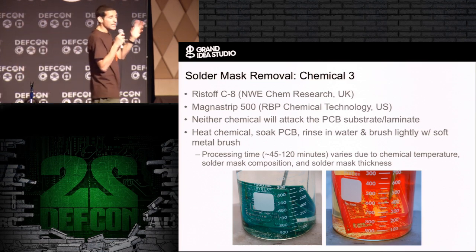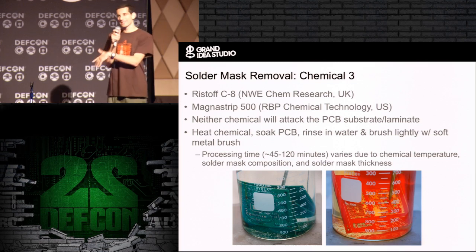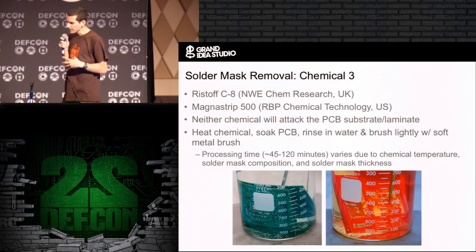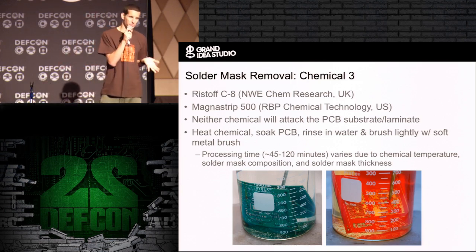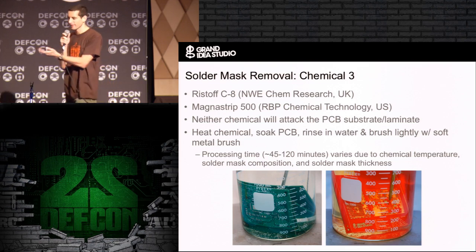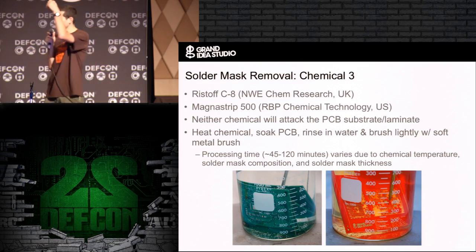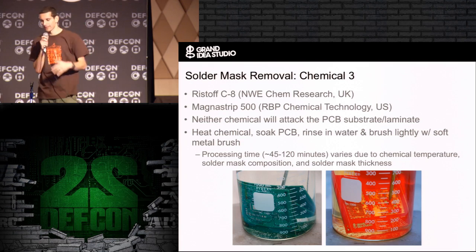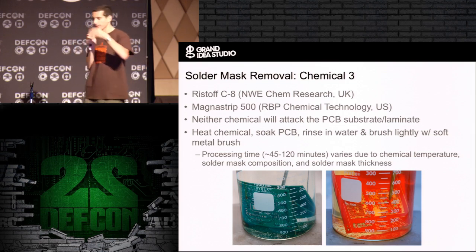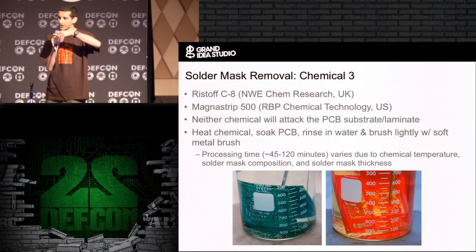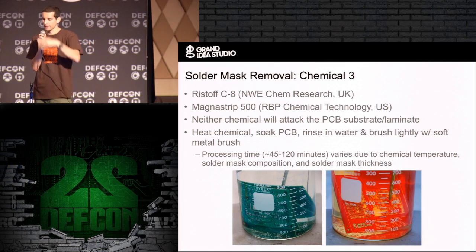It turns out both of these chemicals that I use, there are 2 of them. One is a US company, one's a UK company. Neither of them will attack the actual substrate, which is good for solder mask removal, but it wouldn't work well if we're trying to delaminate the board. So we basically heat the liquid, put the circuit board in, rinse it, and just brush it, and the stuff comes right off. It's pretty cool. Pretty much right when you put the circuit board into the heated chemical, it just starts flaking off, which is really neat.